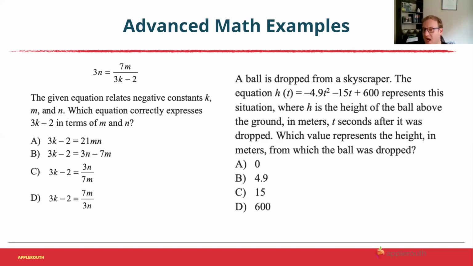The one on the right is super common, and it's almost physics-y, so some people remember this from school in a different context. But again, what am I solving for? In this case, the height from which the ball was dropped. Well, that's when t is 0, which means it's been 0 seconds since it was dropped. So my answer would be 600. That's the y-intercept. We could graph that for further confirmation, but 600 would be a pretty easy answer there.